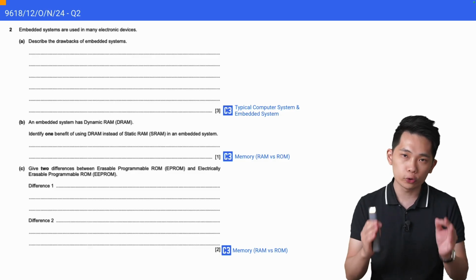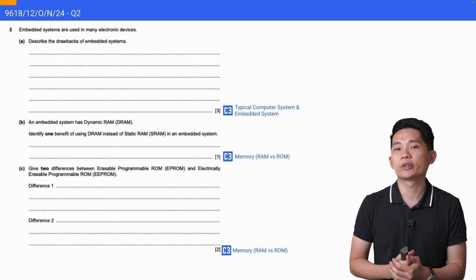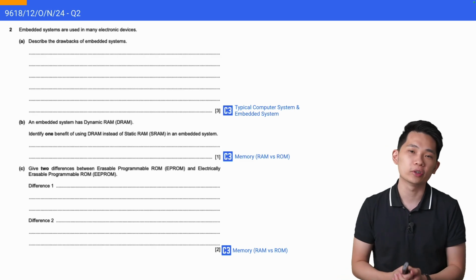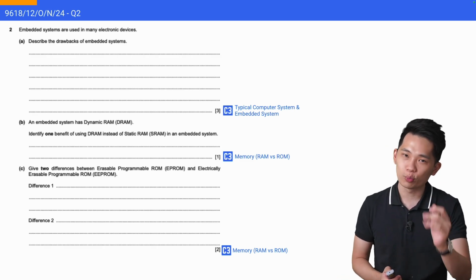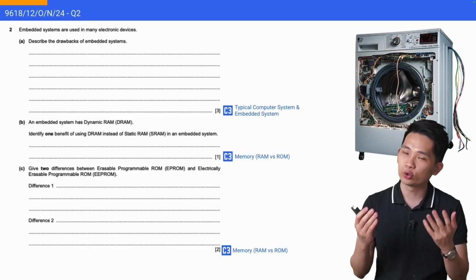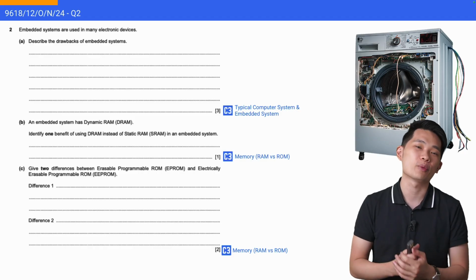Embedded systems are used in many electronic devices. Describe the drawbacks of embedded systems. For this question, my tip would be, remember this washing machine here. So what is the drawback of the embedded system of this washing machine?